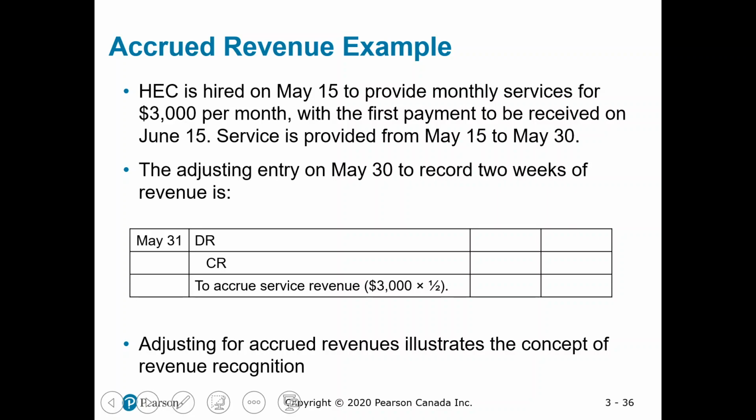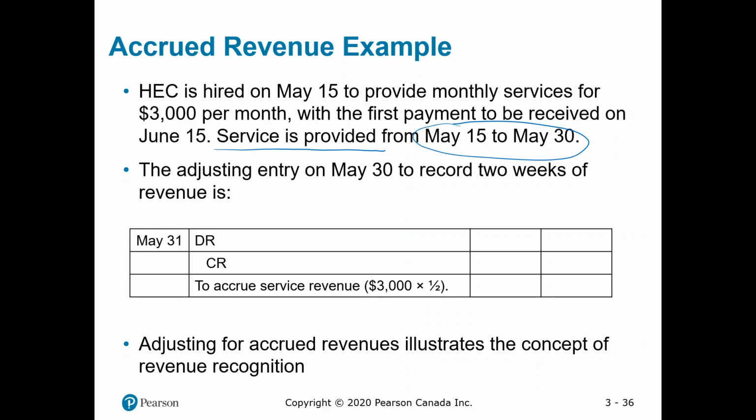Okay, so let's look at an example of accrued revenue. HEC is hired on May 15th to provide monthly services for $3,000 per month, with the first payment to be received on June 15th. Services are provided from May 15th to May 30th. So we've provided these services for 15 days. Therefore, we're going to record this adjustment. We've done half the work, we get to recognize half of the revenue.